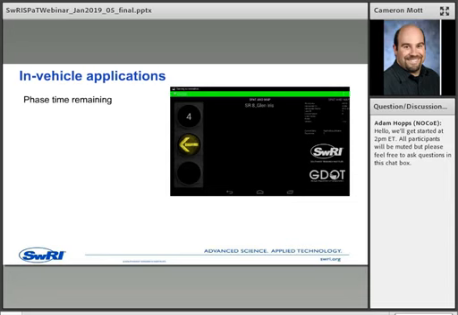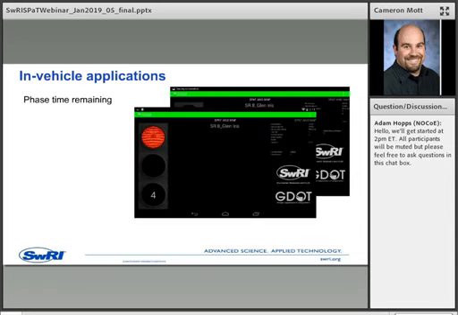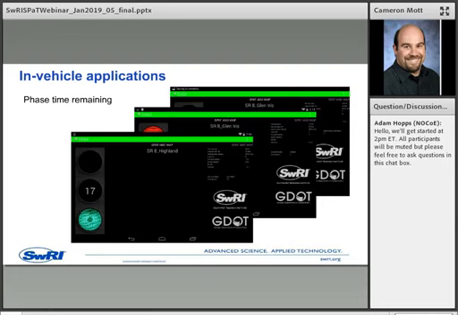So the phase time remaining gives the countdown for the number of seconds until the light changes to the next phase. It also indicates what that next phase will be by showing the countdown in the light for the next phase. So in this case, the next phase will be green in 4 seconds. And for this one, the next phase will be yellow in 17 seconds. This is just one example.